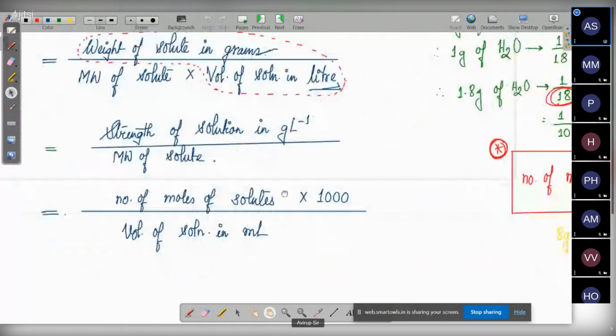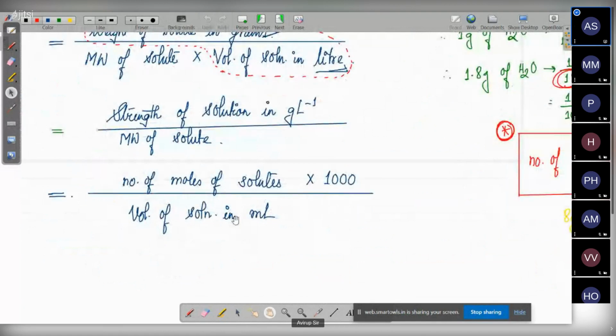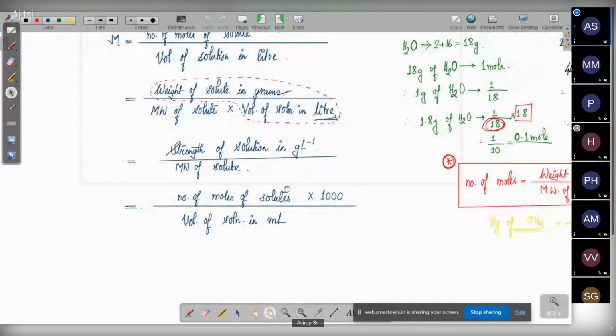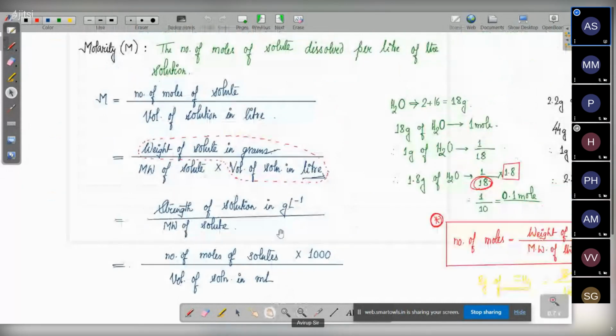And finally, we have got the number of moles into 1000 divided by volume of solution in milliliter. So these are the four formulas that you need to remember regarding molarity. We have done these four formulas regarding the molarity of a particular solution.